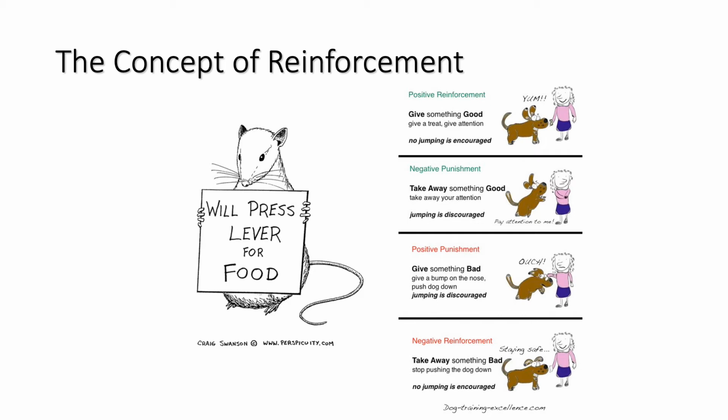So whenever you're talking about punishment, you're talking about getting rid of a behavior. Whenever you talk about reinforcement, you're talking about strengthening a behavior. The positive and the negative only communicate whether you're delivering something or taking something away.